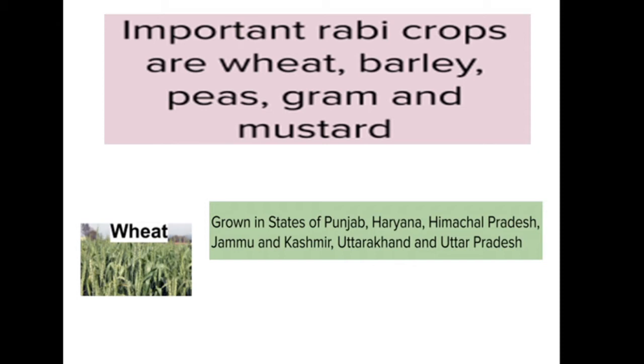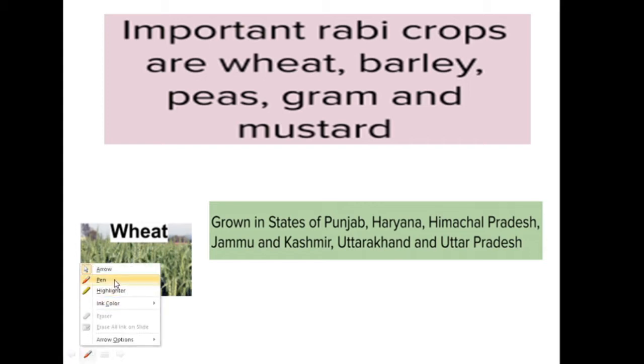The important Rabi crops you can see on the screen are wheat, barley, peas, gram, and mustard. But there are other important crops. Now we will think about how to remember all of those Rabi crops, since there will be huge confusion between what belongs to Rabi and what belongs to Kharif. So first, let us see the mnemonic that can be used to learn the different Rabi crops.